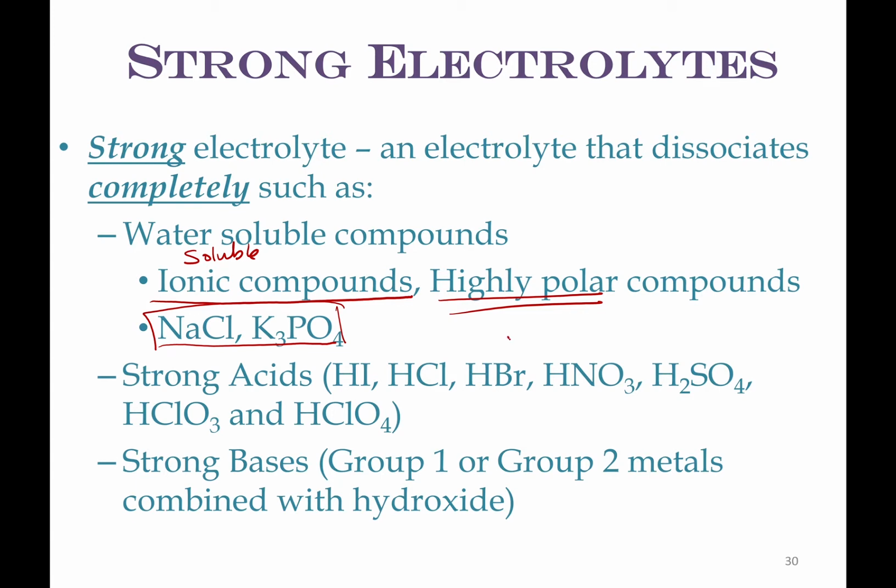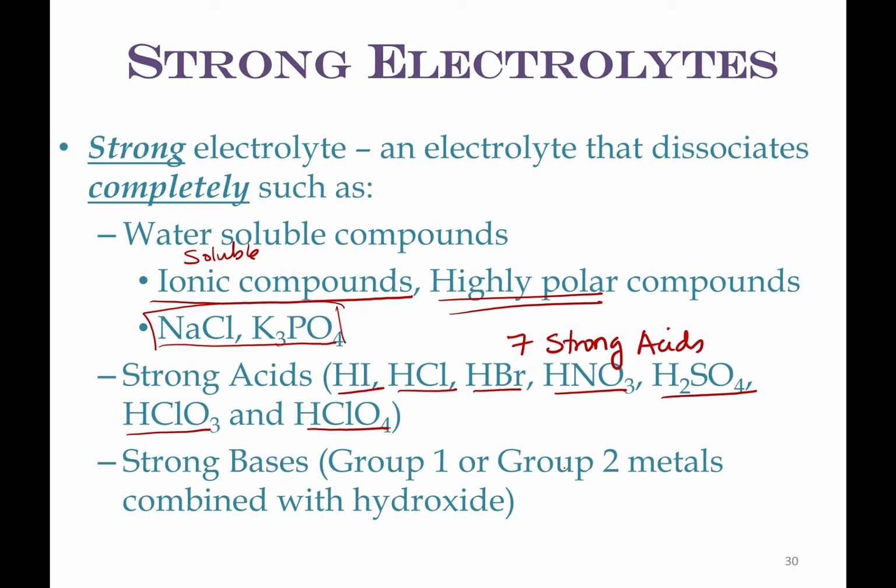There are 7 strong acids. It's easy if you memorize them. So HI, hydroiodic, HCl, hydrochloric acid, HBr, hydrobromic acid, HNO3 is nitric acid, H2SO4 is sulfuric acid, HClO3 and HClO4, we have chloric acid and perchloric acid.